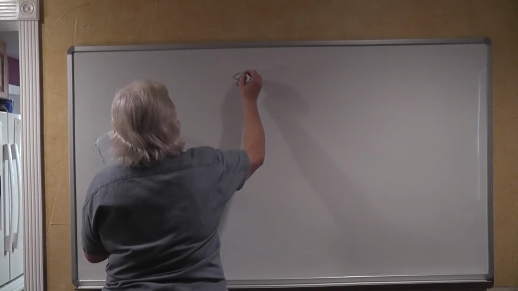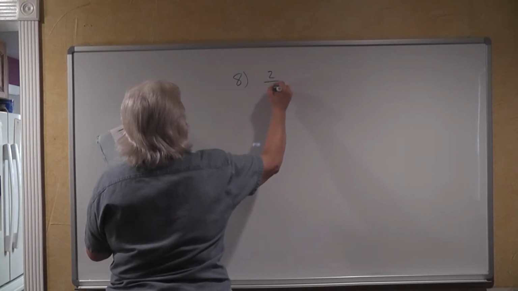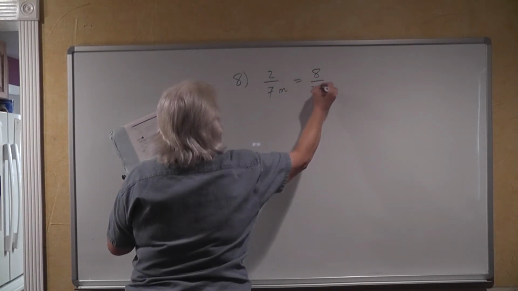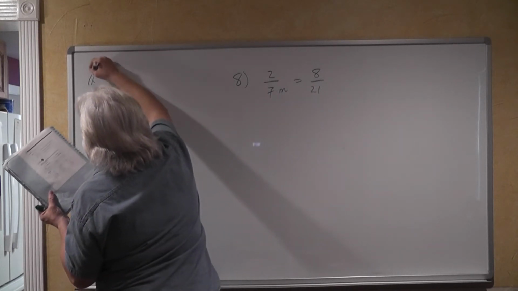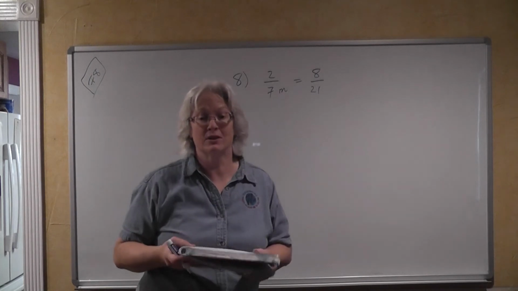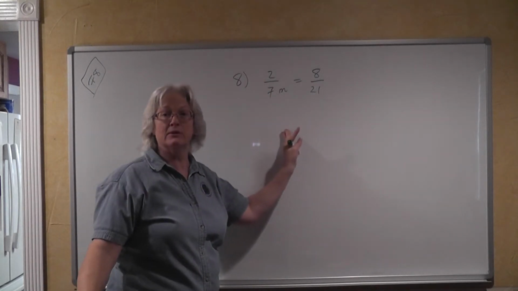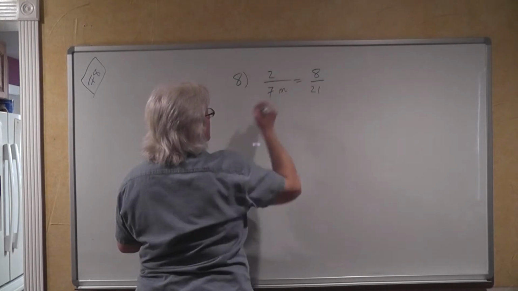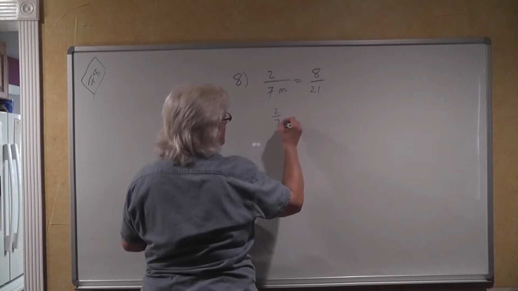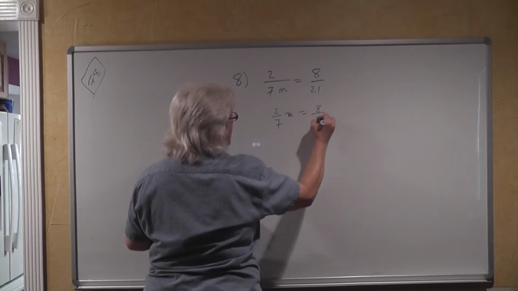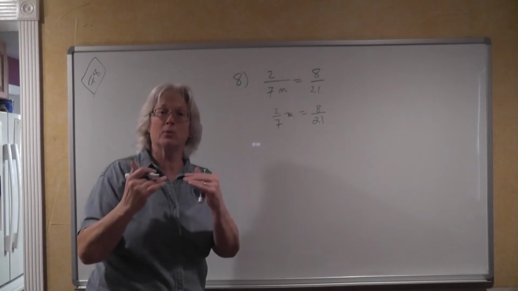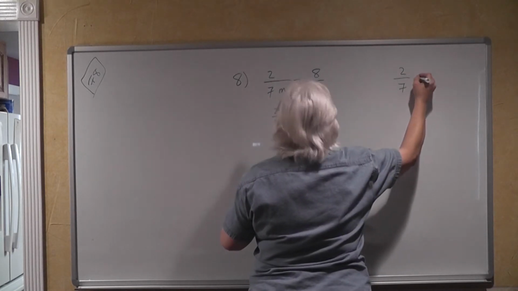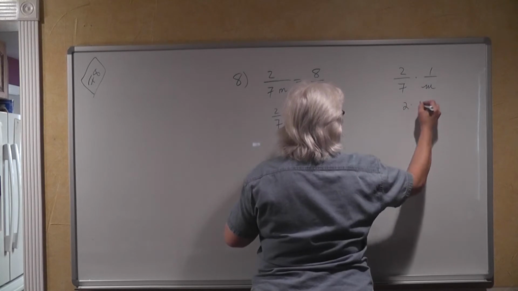Okay, this is a little bit different. We have 2/7m is equal to 8/21. I'm going to write myself a note here to remind you guys to go ahead and watch this. 2/7m, that's the same as saying 2/7 times m. Two sevenths times m is 8/21. How can that be? Well, remember, when you're multiplying fractions or rational expressions, you multiply the numerators and you multiply the denominators.